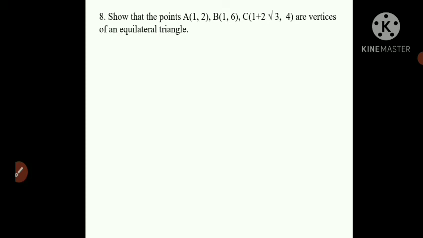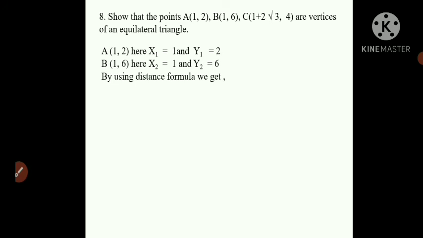Now we know an equilateral triangle is one where all sides are congruent to each other. So, same steps again: we'll go for A and B, the distance of AB. A is (1, 2), so x1 is 1 and y1 is 2. B is (1, 6), which means x2 is 1 and y2 is 6. By using the distance formula, the distance of AB is the square root of (x2 minus x1) the whole square plus (y2 minus y1) the whole square.